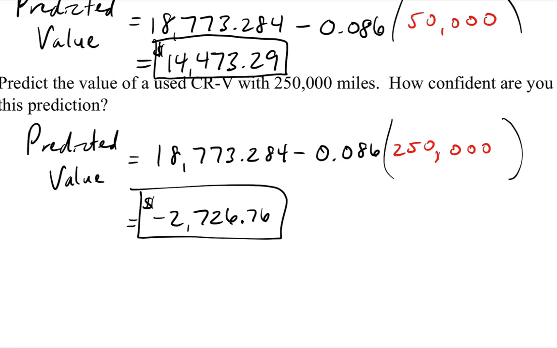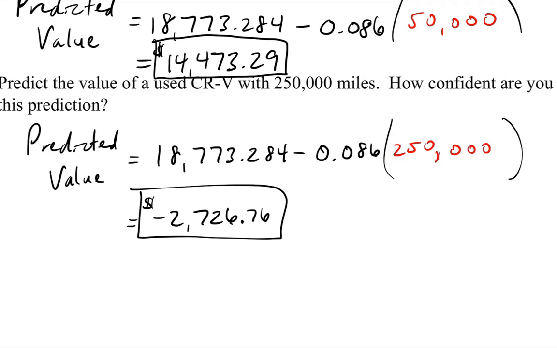How confident are you in that prediction? Not very. What does that mean in real life, if it's got a predicted value of negative? It means to take my car, I've got to pay you that much money. I've got to pay you. Exactly. You have to pay them almost $3,000 just to take it off your hands. That's not realistic. It could be.